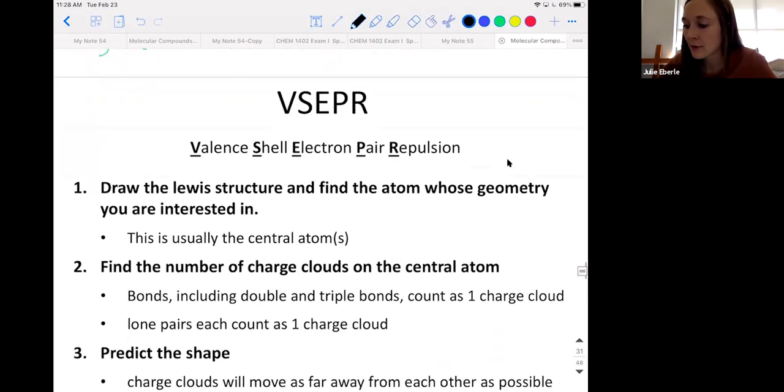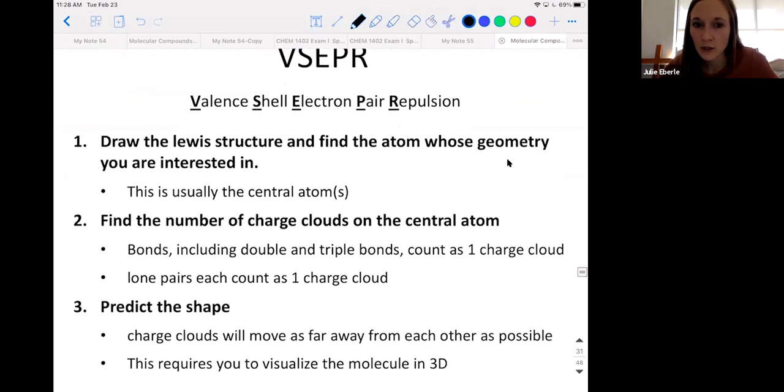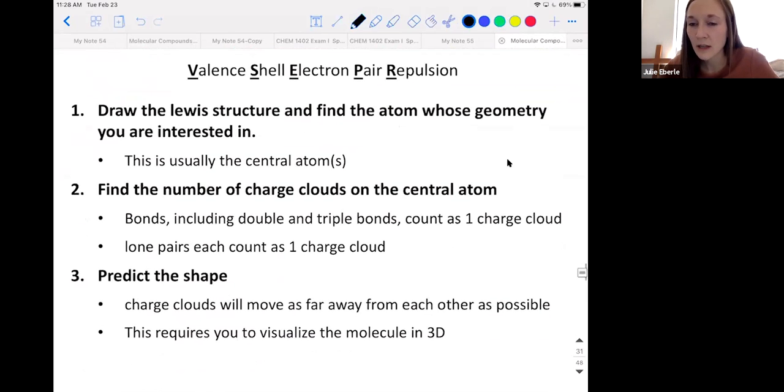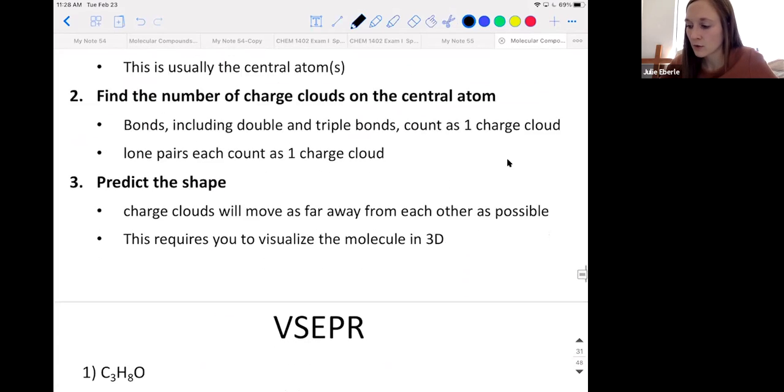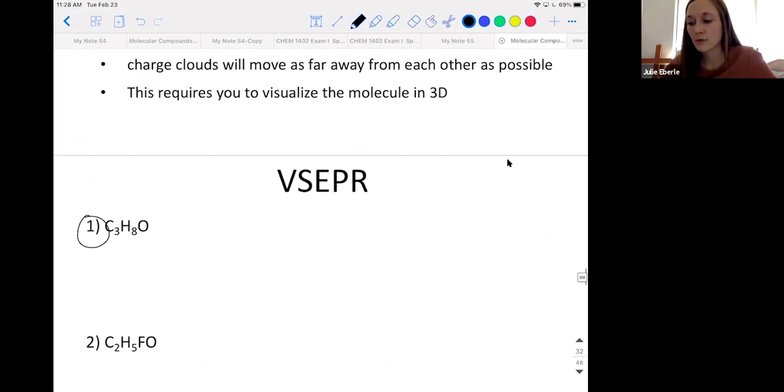So this slide right here, we actually already filled in all the blanks. You should recognize this slide. Earlier, we filled in all the blanks. So this is just the rules step by step. How do you determine geometry? Okay, so we're about to do this. We're about to put these rules into effect. 1, 2, 3. Let's do that for this molecule.